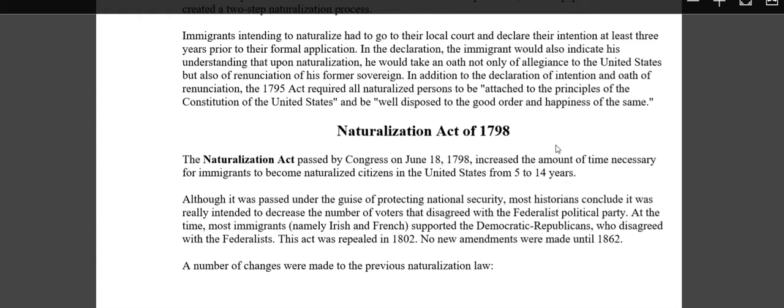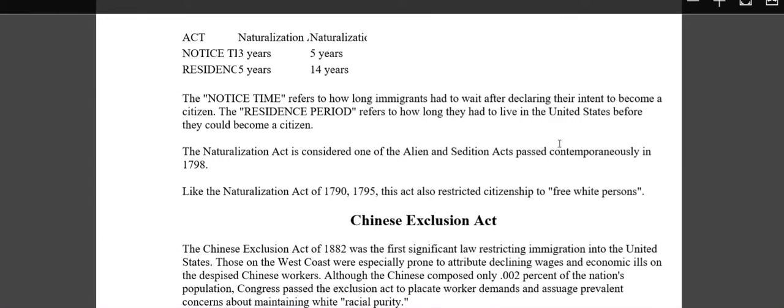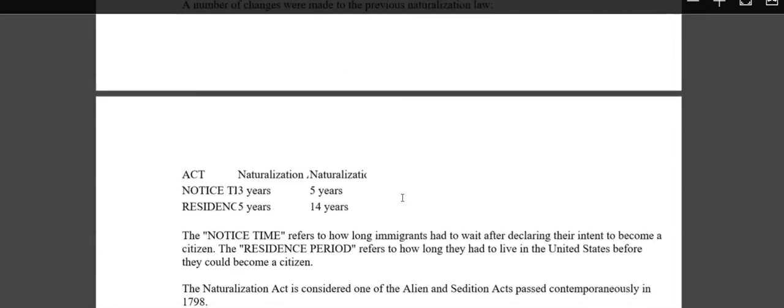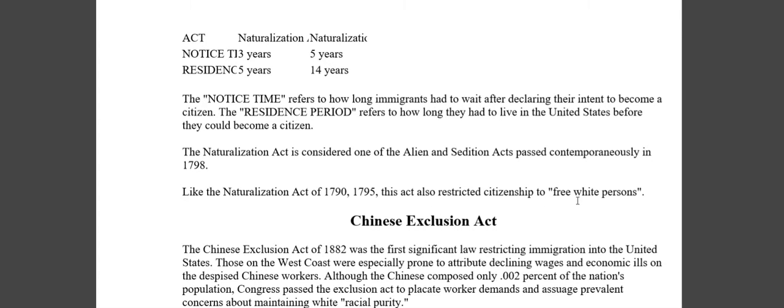In the next one, 1795, they only changed two parts of it, only in two areas. None of them was accepting blacks. 1798, the same thing. None of them dealt with changing the law for blacks. Like the Naturalization Act of 1790, 95, and this one in 1798, they all restrict citizenship to free white persons.